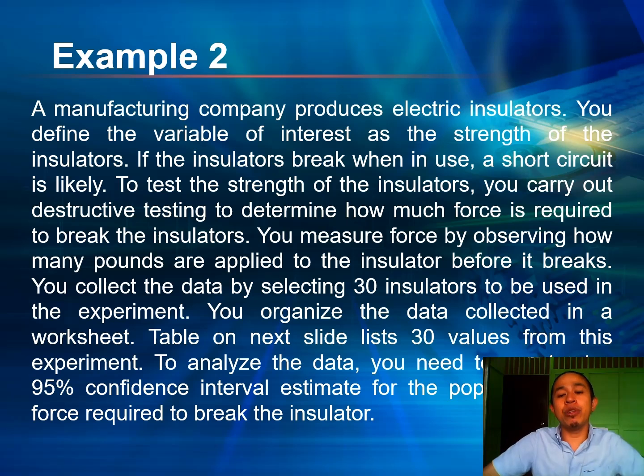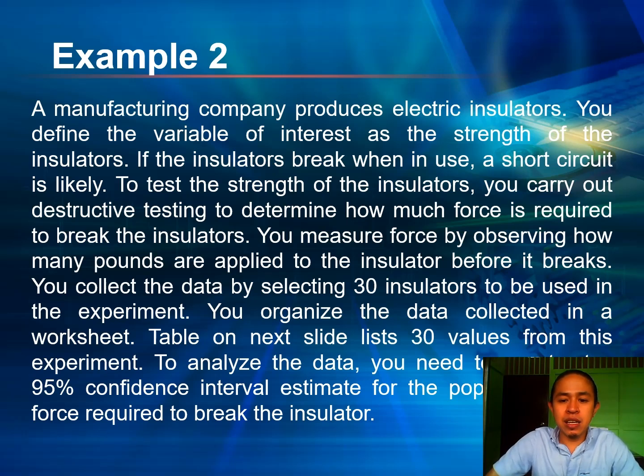Let's have example number 2. A manufacturing company produces electric insulators. So you define the variable of interest as the strength of the insulators. If the insulators break when in use, a short circuit is likely. So to test the strength of the insulators, you carry out destructive testing to determine how much force is required to break the insulators. You measure the force by observing how many pounds are applied to the insulator before it breaks. You collect the data by selecting 30 insulators to be used in the experiment.